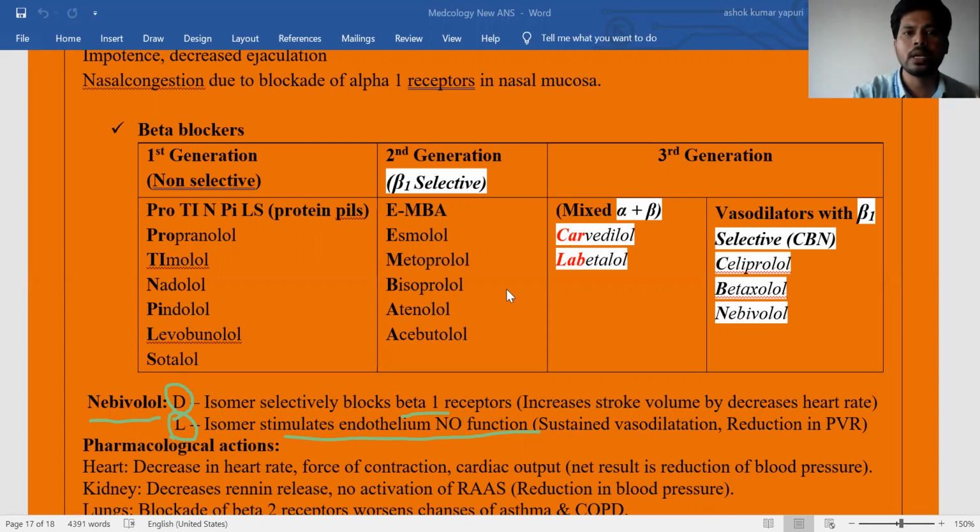So this is a simple classification of the beta blockers. I hope based on these mnemonics you can easily remember the drugs, and it is helpful for you.